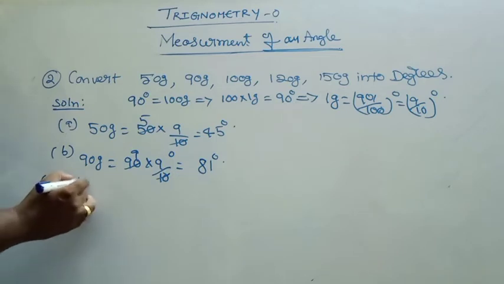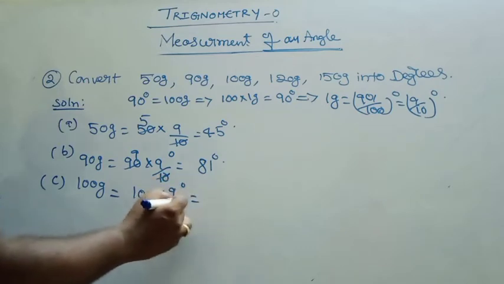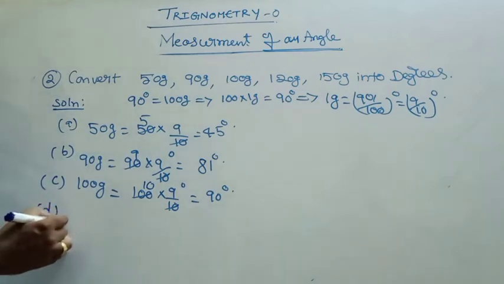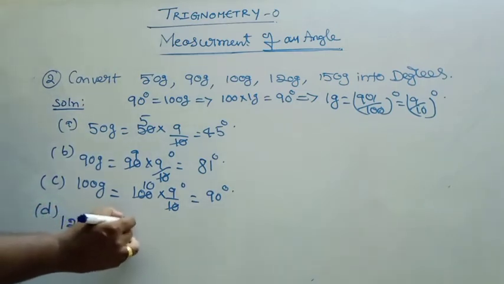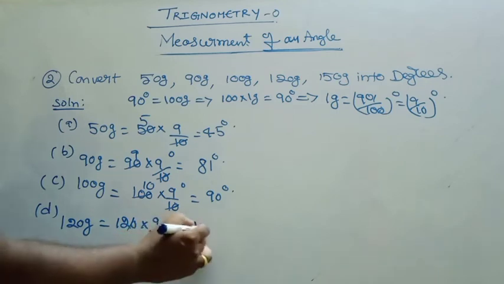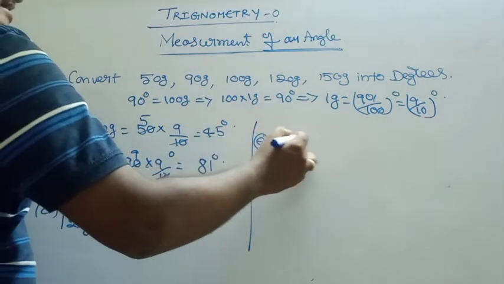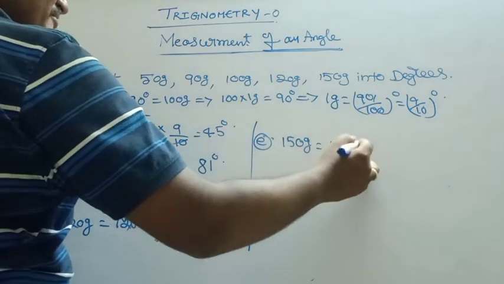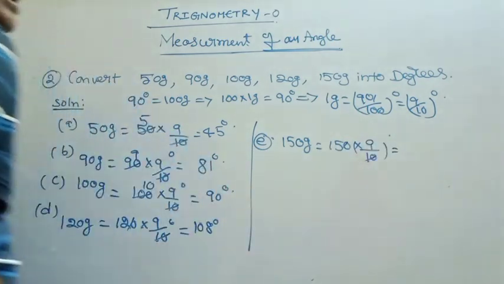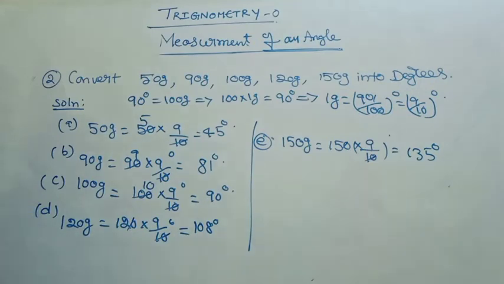Next you have here 100 grades like this. This is now 100 into 9 by 10 degree. 10 ones to 10 nines. This is 90 degrees like this. D, you have here 120 grades. Now this is 120 into 9 by 10 degree. Here 12 nines, you have 108 degrees like this. Now E, right? 150 grades. Now 150 into 9 by 10 degree. 10 ones, now 15 into 9, that is 135 degrees. Therefore 150 grades is equal to 135 degrees.